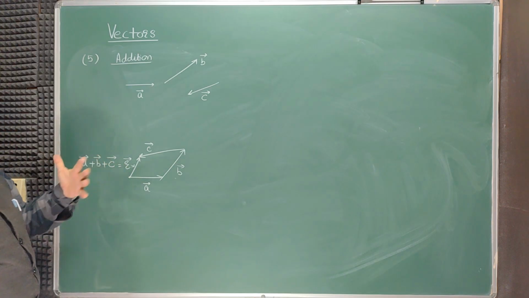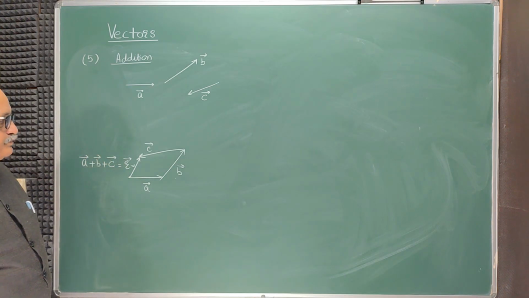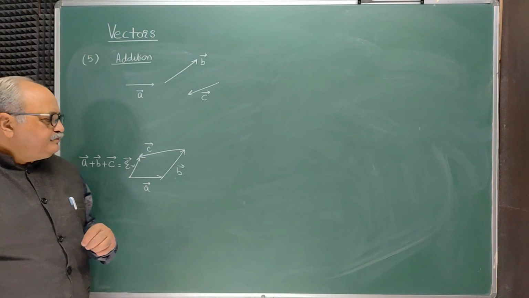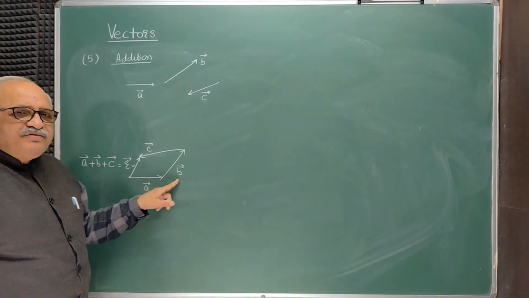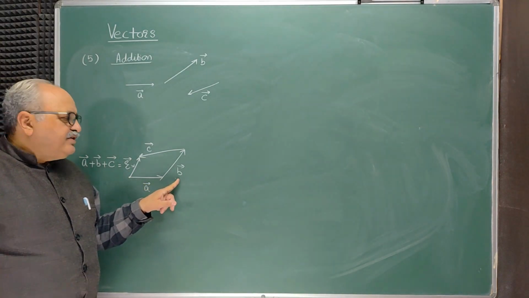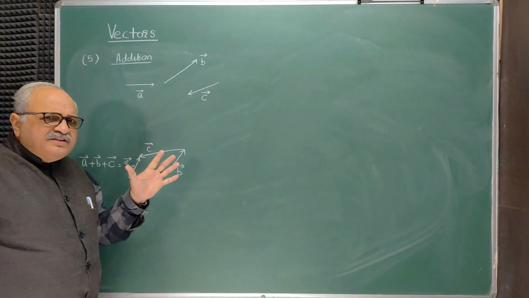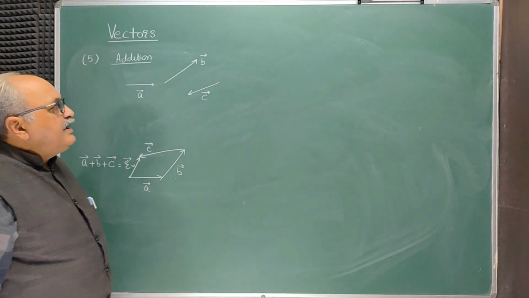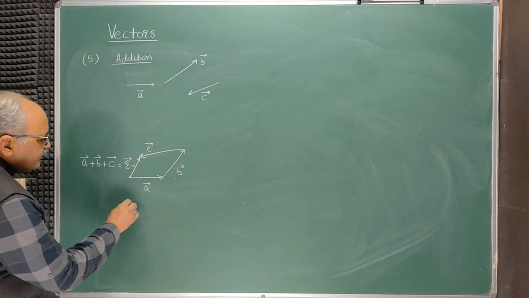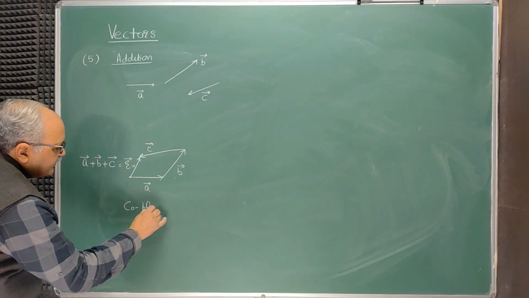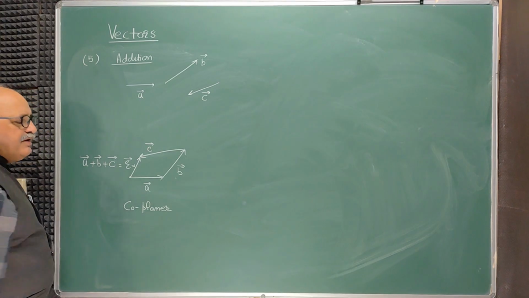Now how to do it analytically? There are 2 ways again. You add A and B first of all, get the resultant vector, then that vector is to be added to the third vector, but this is the lengthy method. Let me say if they are coplanar, we have a simplified method also.